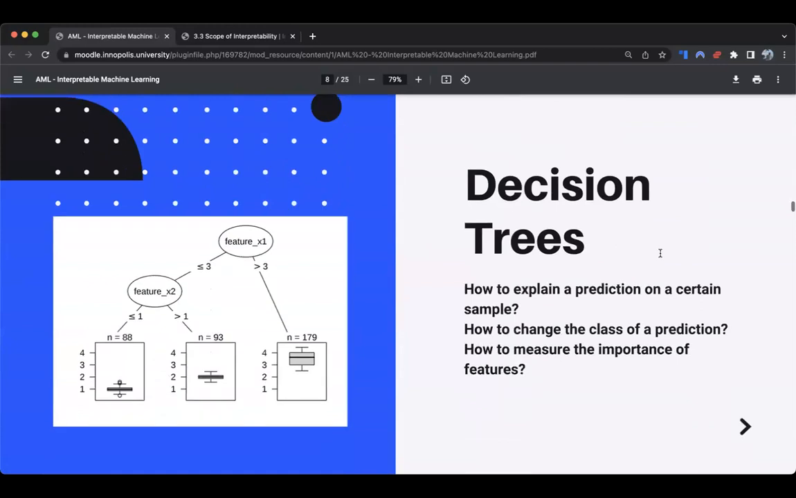Now let's go to decision trees, and this one is going to be a little bit less obvious, right?